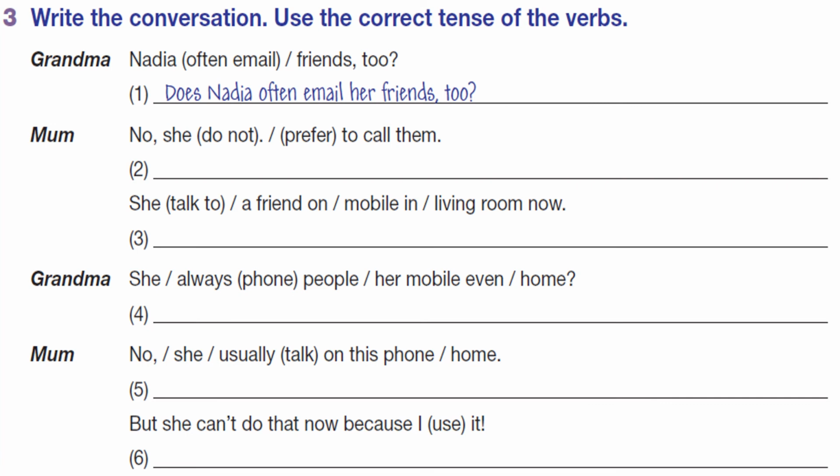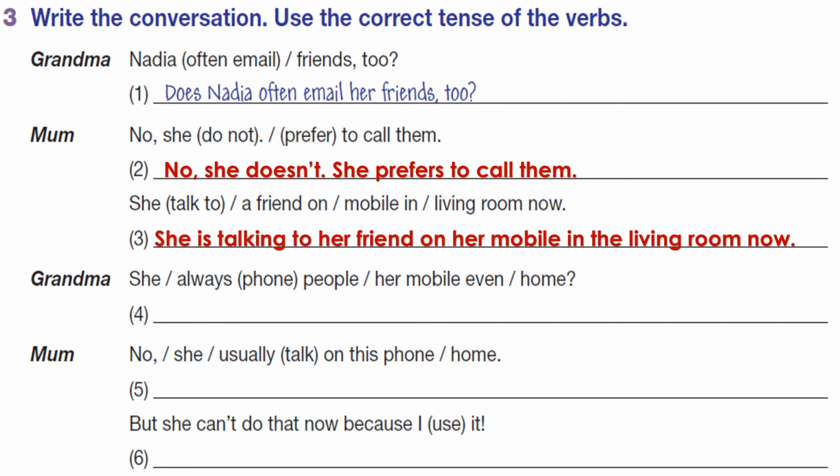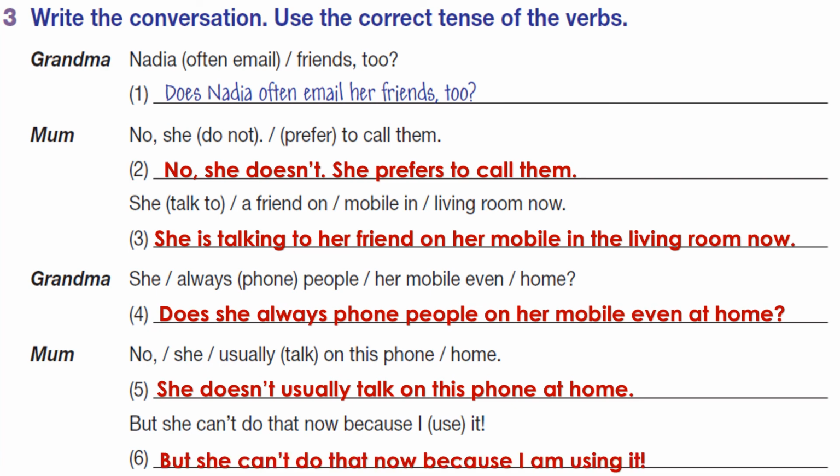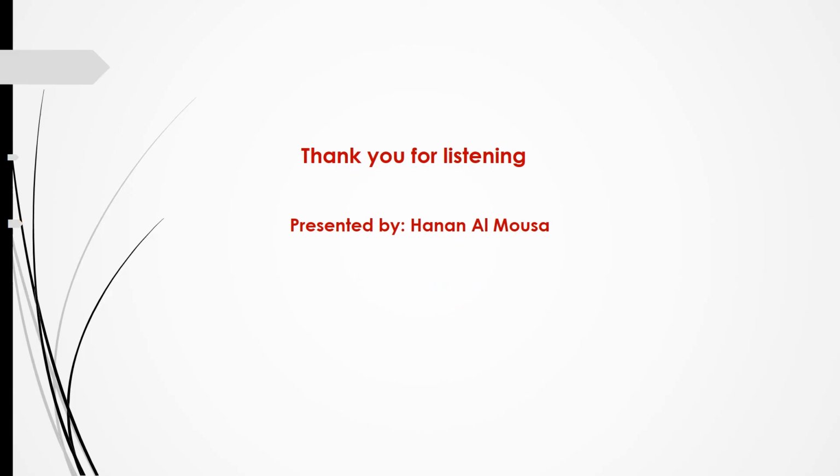Okay, now, number 1. Does Nadia often email her friends too? No, she doesn't. She prefers to call them. Number 3. She's talking to her friend on her mobile in the living room now. Number 4. Does she always phone people on her mobile even at home? Number 5. She doesn't usually talk on this phone at home. Number 6. But she can't do that now because I am using it. Please check your answers. Thank you for listening. I hope you have understood the lessons.